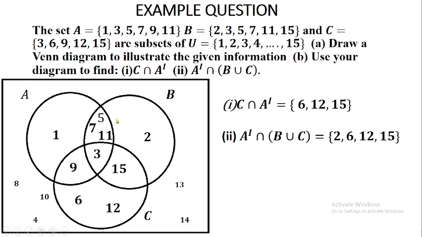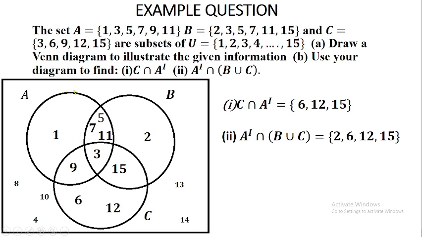Then I'll go to this place, which is A intersection C only. What they have in common: they have 3 in common, but 3 is already there, so I don't need to put 3 again. So what else do they have in common? A has 9, C also has 9. So they have 9 in common, and there's no other element that A and C have in common. So A intersection C only is 9.